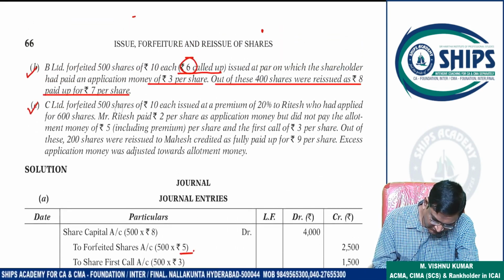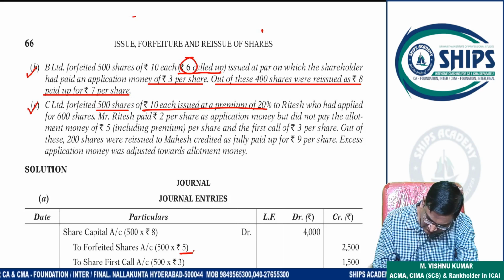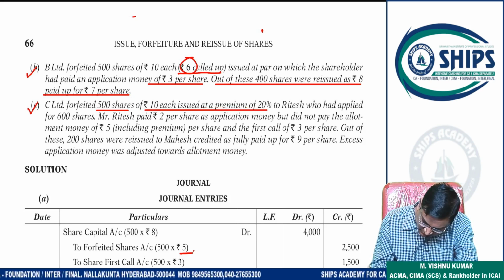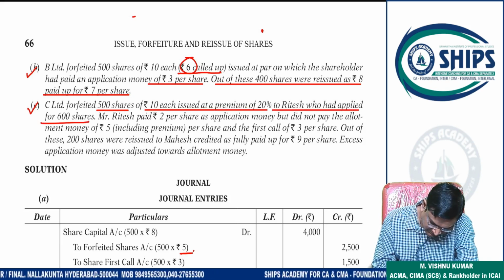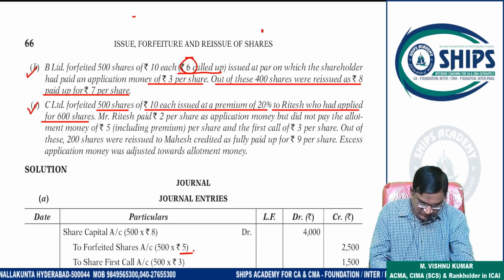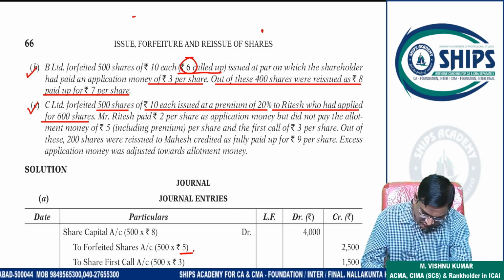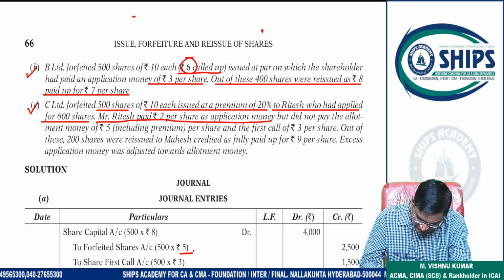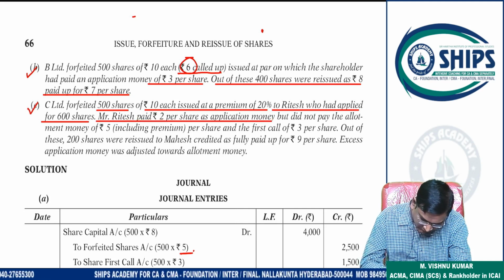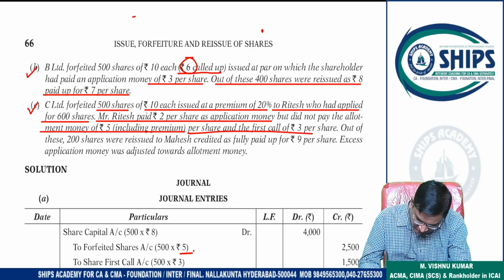Now third case. C Limited forfeited 500 shares of 10 each issued at a premium of 20% to Ritesh, who had applied for 600 shares. Means 500 shares are forfeited. Ritesh applied for 600 shares, so these 500 shares are issued at premium. Mr. Ritesh paid 2 per share application money but did not pay allotment money 5 including premium per share and first call 3 per share. Final call is not made.